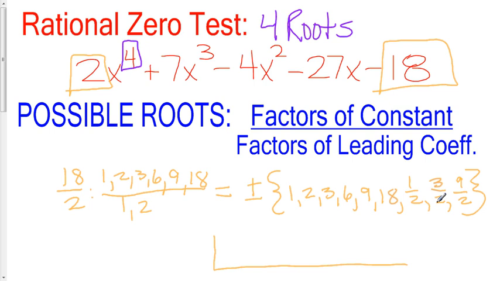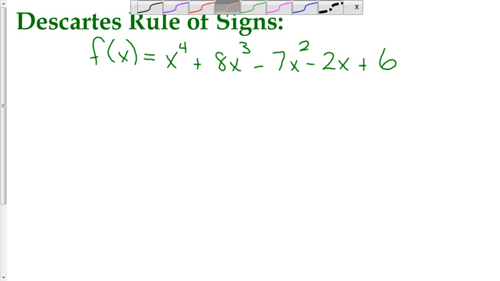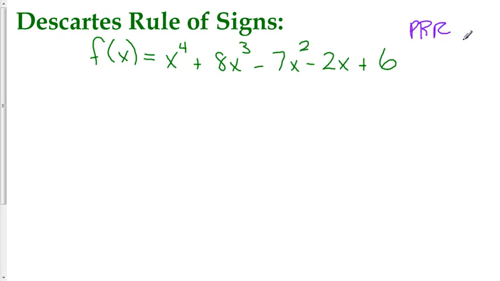One other thing that you can do to narrow this list even further is with Descartes' rule of signs. If we have a polynomial function and we are trying to find the roots for it, by our last rule, the rational zero test, we know that the possible rational roots are going to be the factors of 6 over the factors of 1. So that would be 1, 2, 3, and 6.